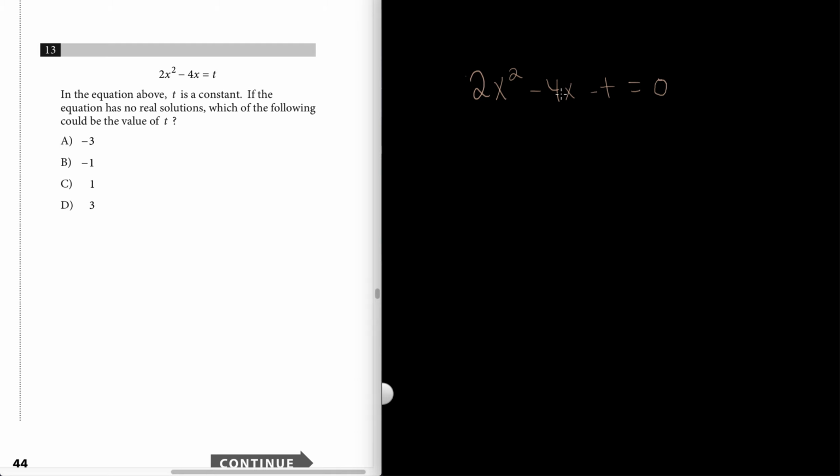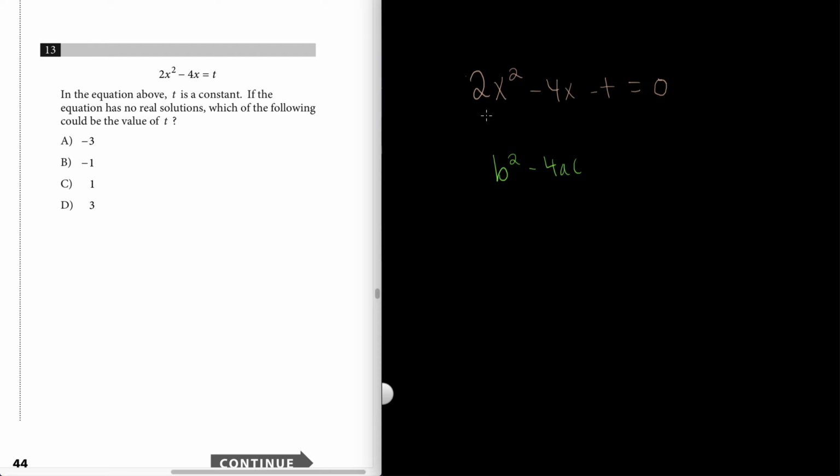So we have 2x squared minus 4x minus t, which is some sort of quadratic, and we want to find the value of t that makes this polynomial have 0 real solutions. So we have to use something called the discriminant, which is b squared minus 4ac. If you want to know why we use this, there's a video that we've done showing why the discriminant is the way it is. In this video we're not going to get into detail on that, but we have to use this to figure out the answer.